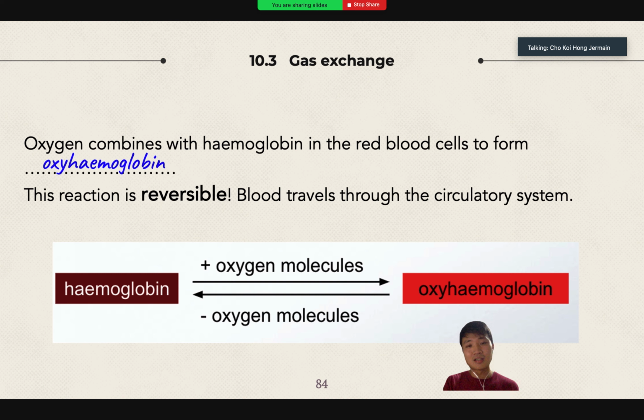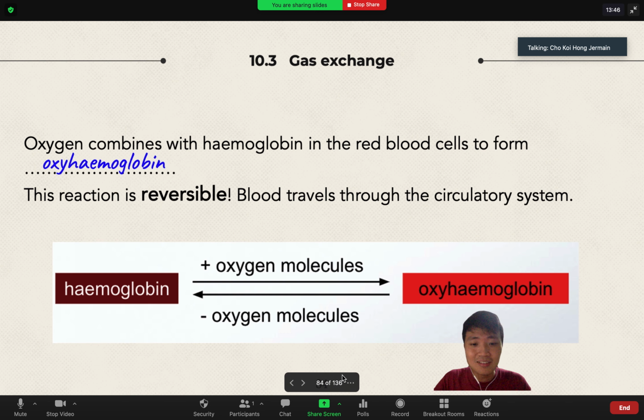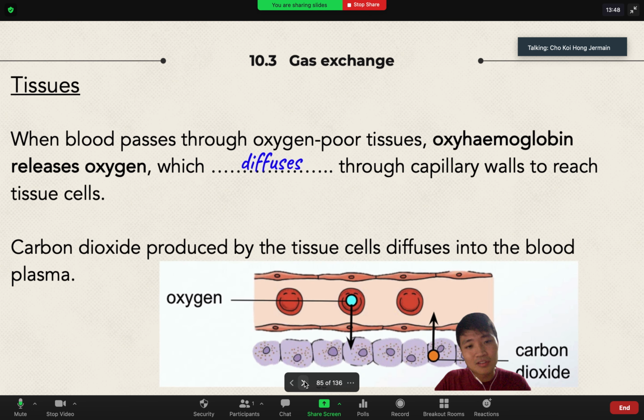If it's not oxygenated, that means they have given off the oxygen to the cells already. Then it will just be hemoglobin, which is a more bluish, dullish red kind of color. Okay, let's move on to the next slide.